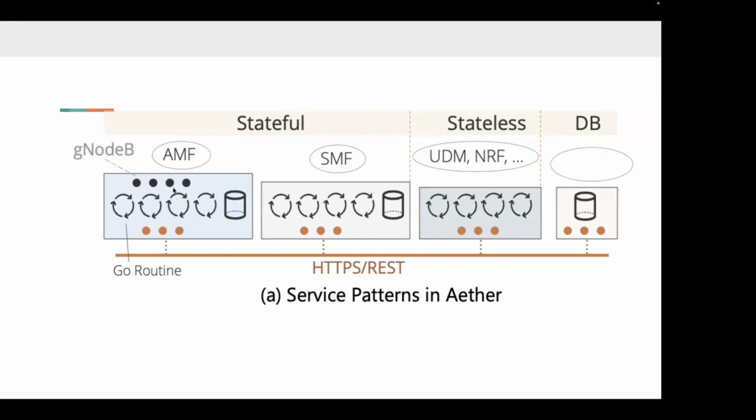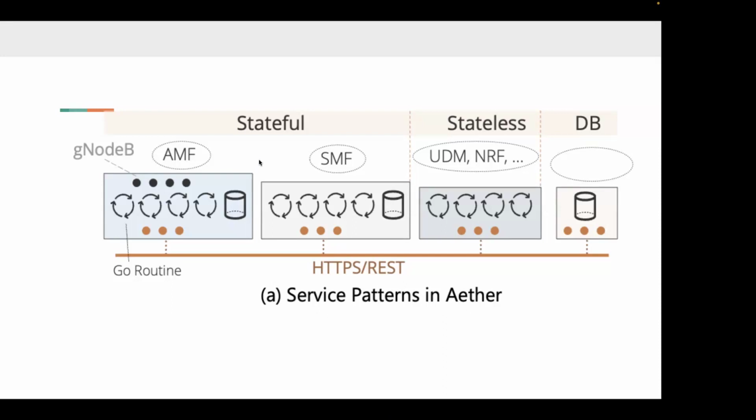And in AMF, there's a different pattern as well. There's a long running routine running for each UE. In SMF, it is not that kind of pattern. For each request, you make a routine, you process it, and you just send the response back or send it to any other network functions.